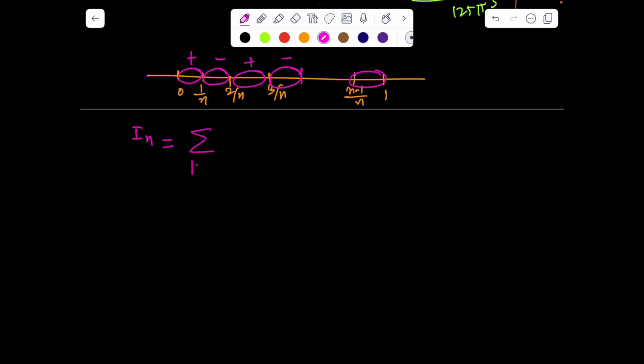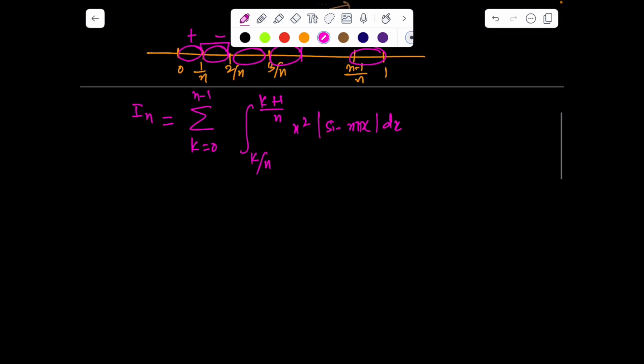So I can write this as sigma k equals 0 to n minus 1. You can just decode it by breaking it. Integral k by n, so at any point, let's say if you are taking 1 by n to 2 by n, so k by n to k plus 1 by n of x square mod sine n pi x dx. And this by integration by parts, this entire quantity can be integrated now.